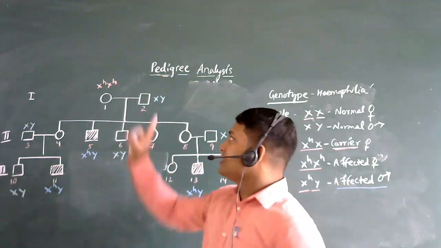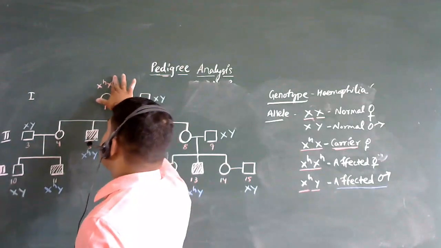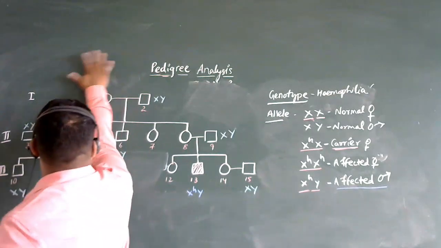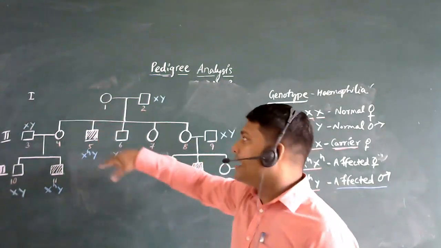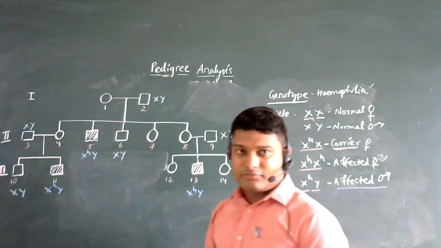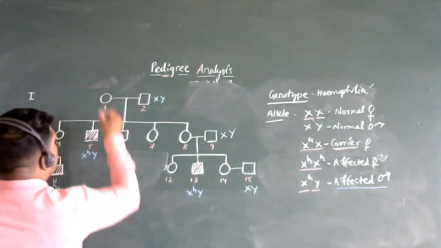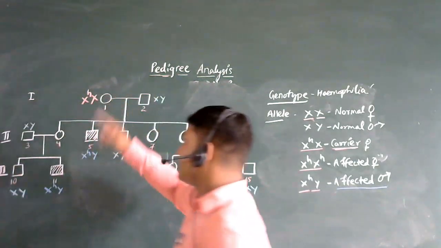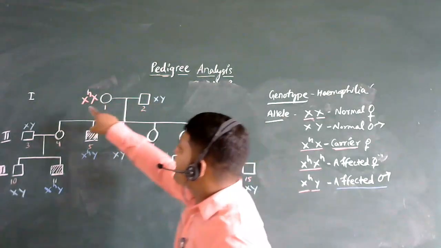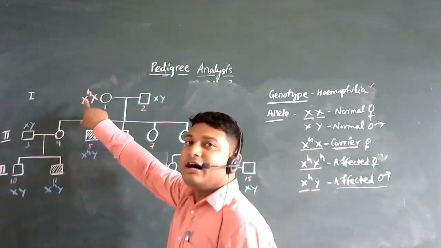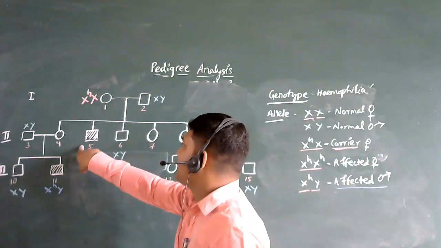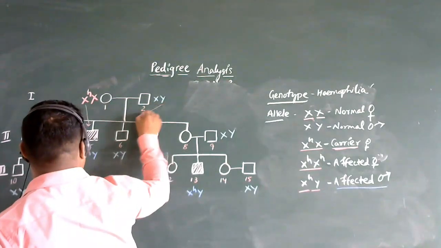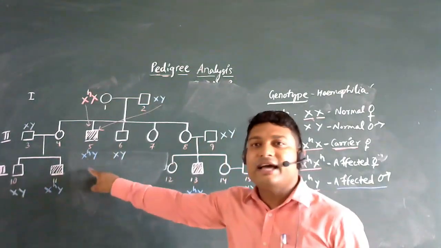So it is either XHX or XX. So it is going to be a carrier. Why? Because only when it is a carrier, let me write XHX, can the XH, which is going to be the affected allele, go here to the male, and the normal Y allele come from here. Only then can we have the XHY condition.